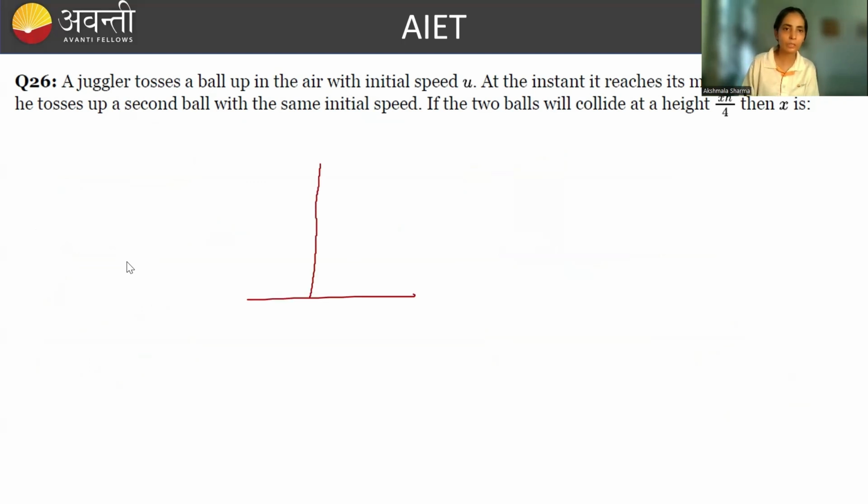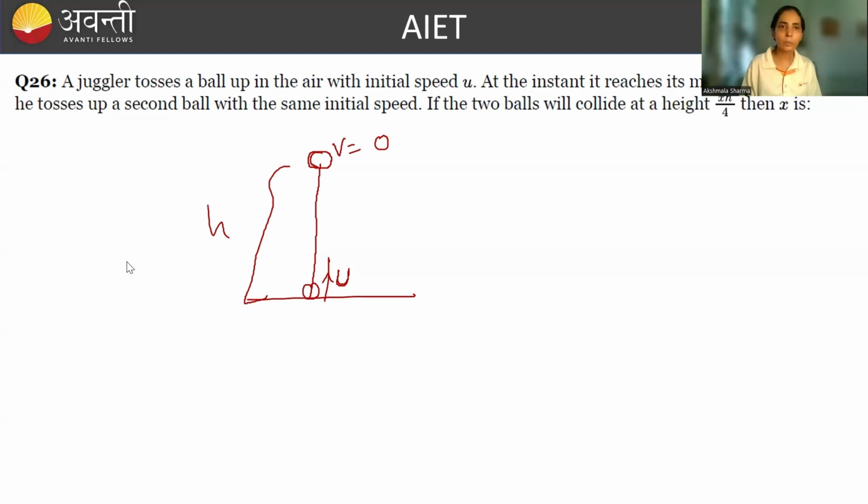So from here, suppose he tossed the ball up. It reached the maximum height. So from here, it is thrown up with speed u. And here at maximum height, speed will become 0. And this height is given as h.